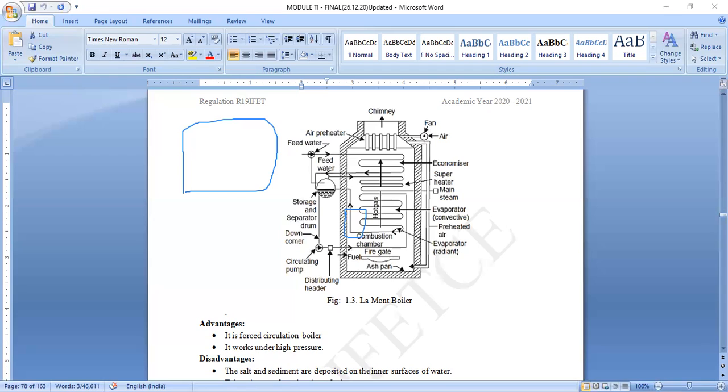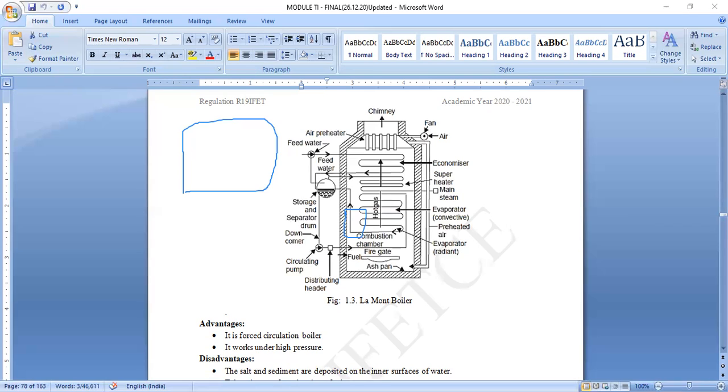The purpose of the steam separator is to separate the steam alone, so that it improves the efficiency of the boiler. That is why we have a separate steam separator drum here. So this is how the Lamont boiler works.